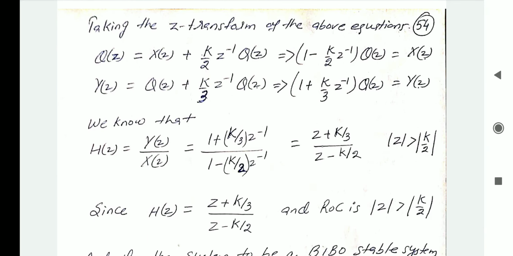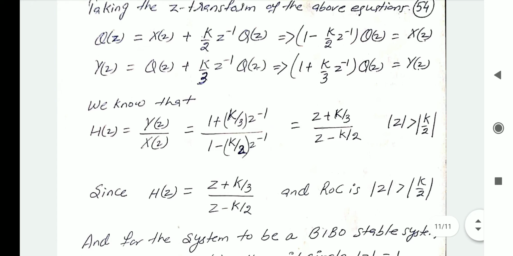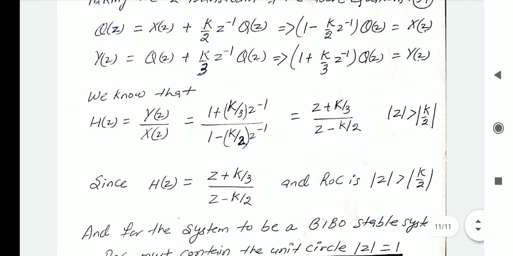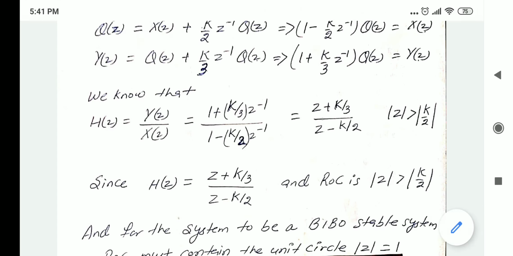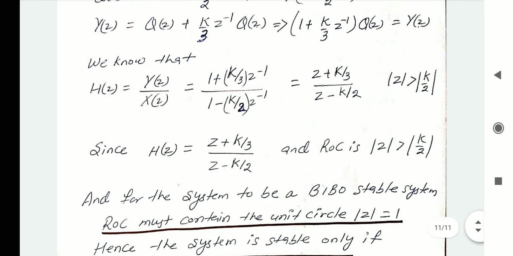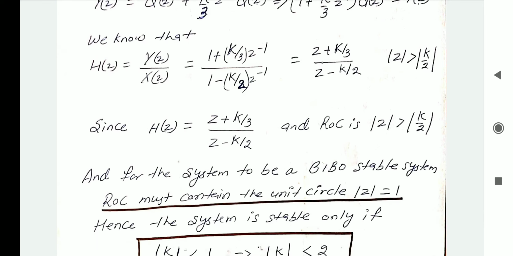Now we can write H(z) as Y(z) by X(z), that is 1 plus k/3 z to the power minus 1 by 1 minus k/2 z to the power minus 1. Further we can write it as (z plus k/3) by (z minus k/2). So H(z) is (z plus k/3) by (z minus k/2), and the ROC is mod of z greater than mod of k/2.